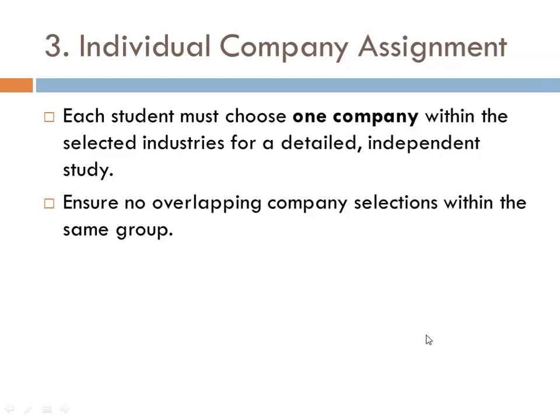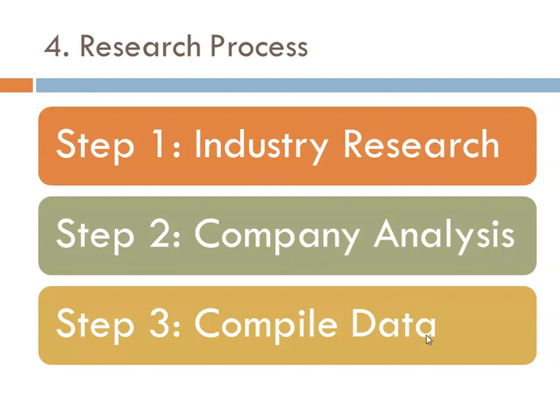Suppose you are choosing the food processing industry. In a particular group, it should not happen that 2 students are doing an individual assignment on Mapro. Mapro is a food processing company. So one student should select Mapro, another student can select Mala, a third student can select another food processing company, and so on. So you have to ensure that there is no overlapping of company selection within the same group.